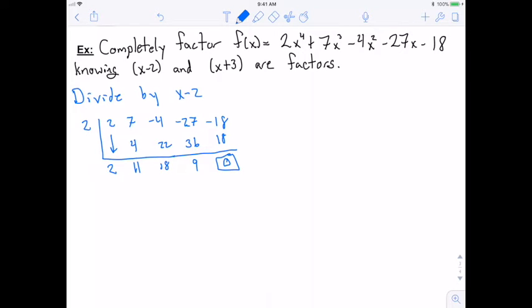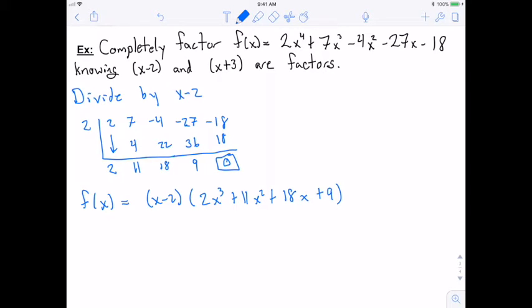So now I can write this complicated polynomial in simpler terms. It's equal to x minus 2 times 2x cubed plus 11x squared plus 18x plus 9 with a remainder of 0. Remember, everything drops down by 1 power, so x to the 4th power becomes x cubed, and so on and so forth.